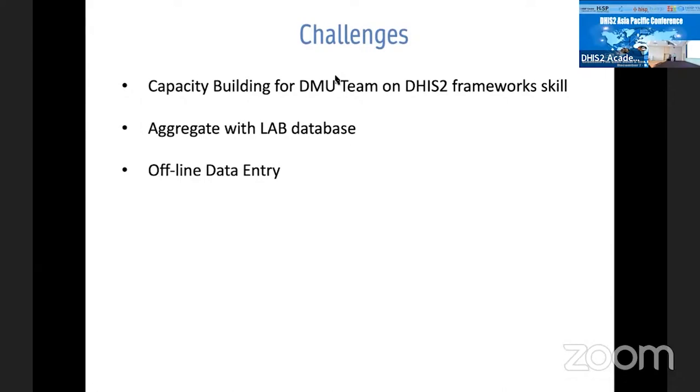And another one is the lab, like I mentioned earlier, that lab comes later. So we are going to aggregate the lab database into our DHIS2 and also the offline data entry. Also, another challenge is the offline app.